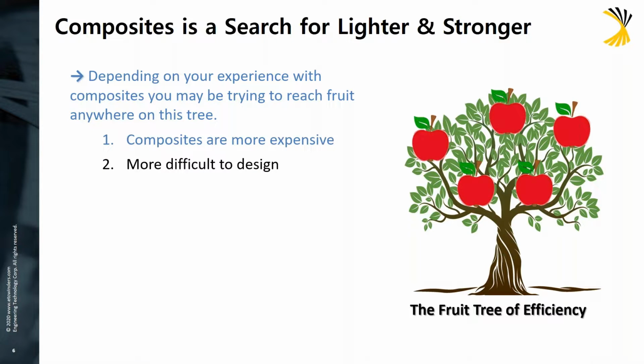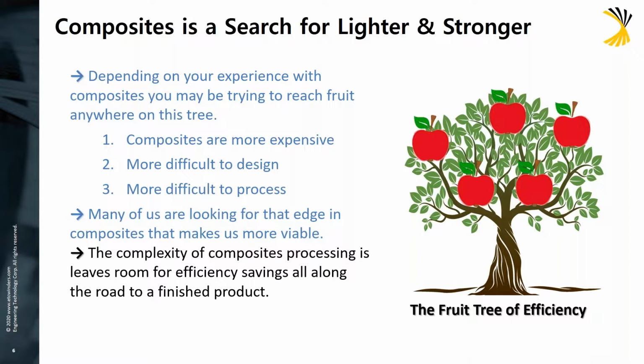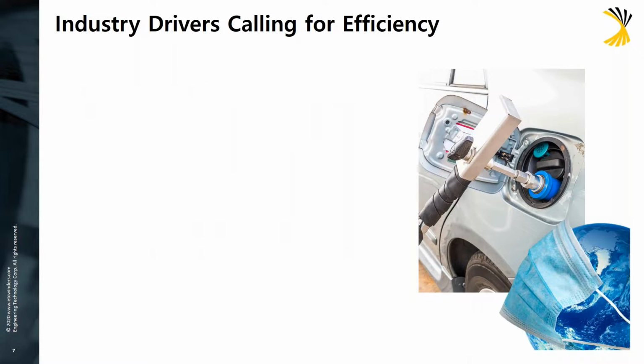We know that on the whole, composites are more expensive, more difficult to design, and more difficult to process than standard materials, i.e. metals and other things. But that's why we're in composites, right? We're looking for an edge that makes our company or our product more viable. The complexity of composites can be a benefit at times because there's more room for efficiency savings all along the road to a finished product.